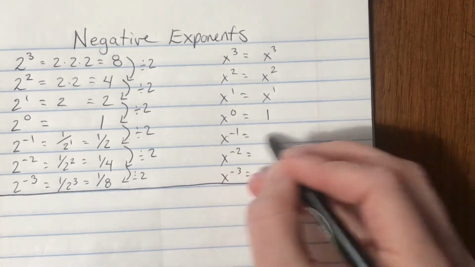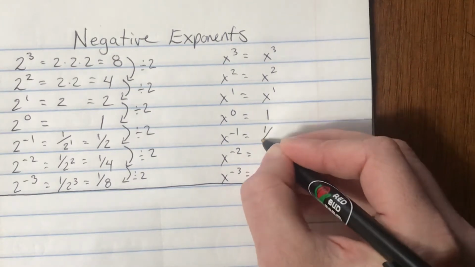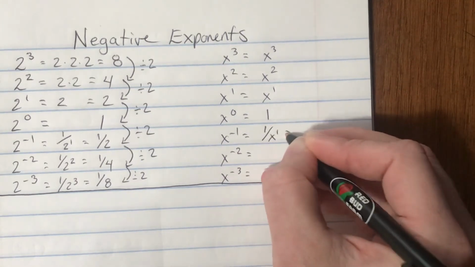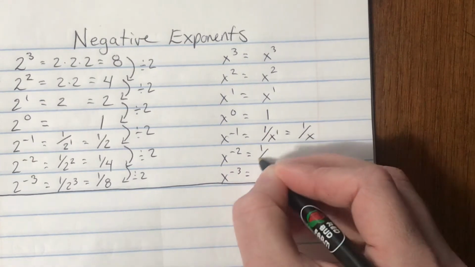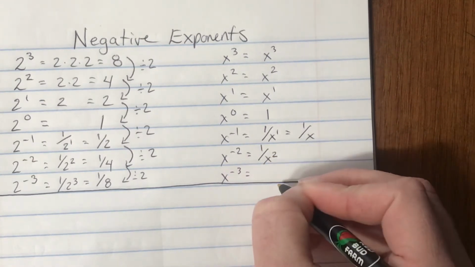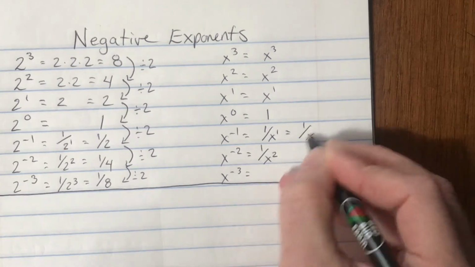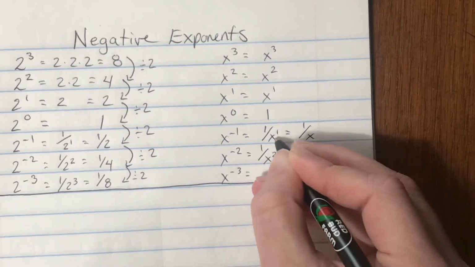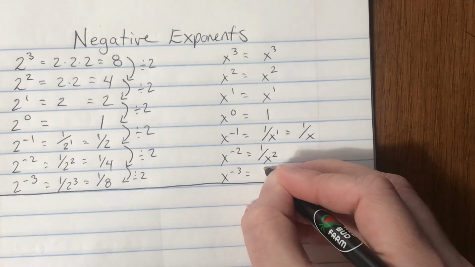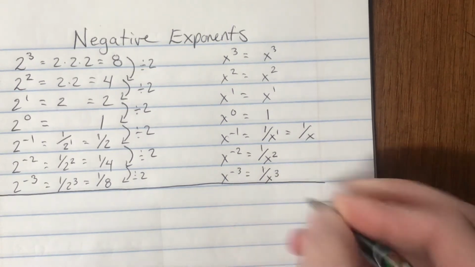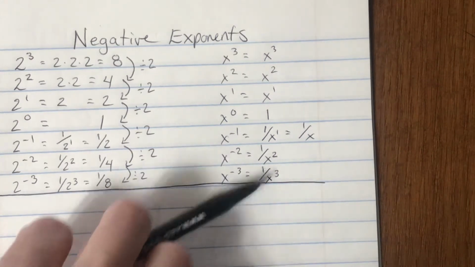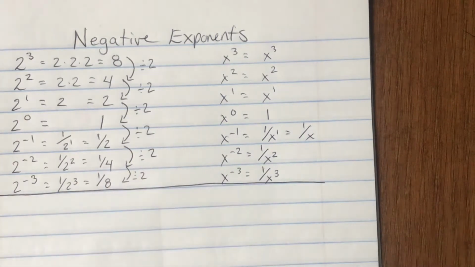And then when we get here, we just start flipping things upside down. This is going to be 1 over x to the first, or you could rewrite that as 1 over x. This one's going to be 1 over x squared, and that's it. We don't want to rewrite it anything. This was just getting rid of that to the first power. And this is going to be 1 over x cubed. So by flipping it into the denominator, we're able to make that exponent positive.